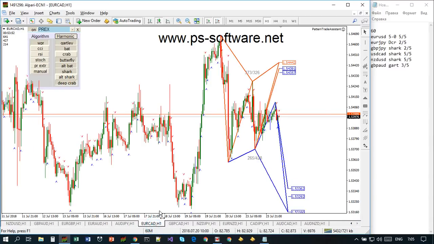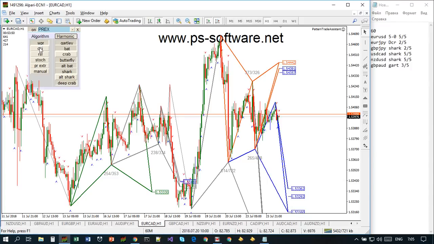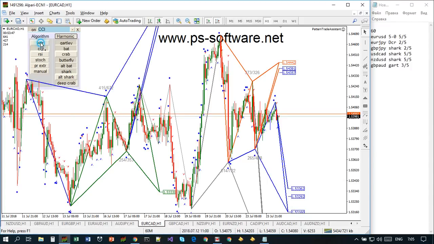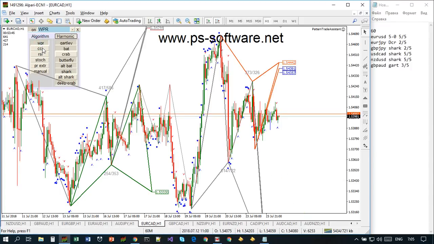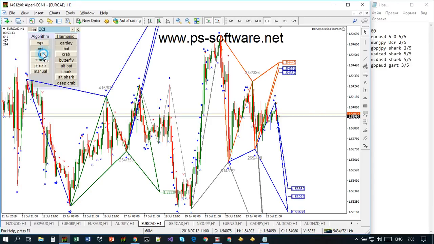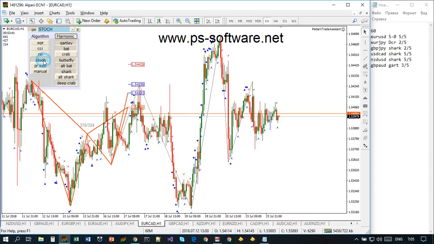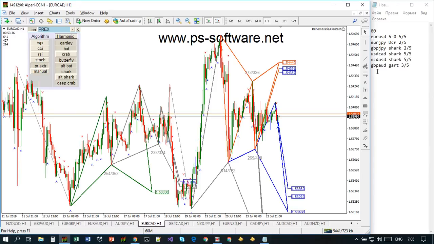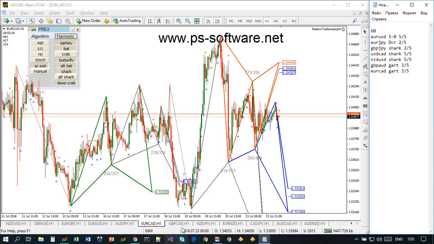Aussie yen, Euro Canadian. Okay, 2 patterns. Gartley, Gartley. Nothing. Gartley 3 of 5. Well, Euro Canadian. A bunch of patterns. So just pick up the best, or those that complete first.